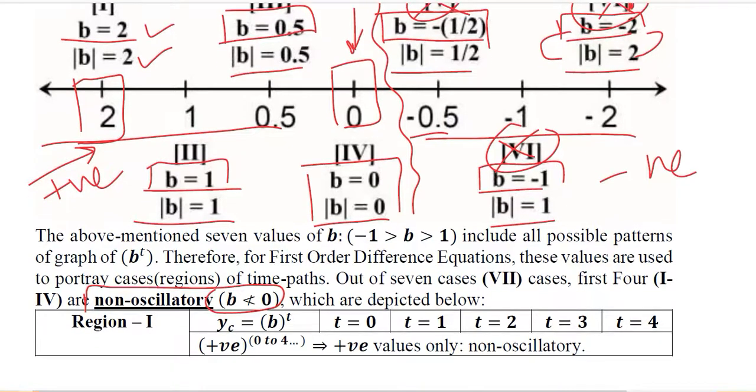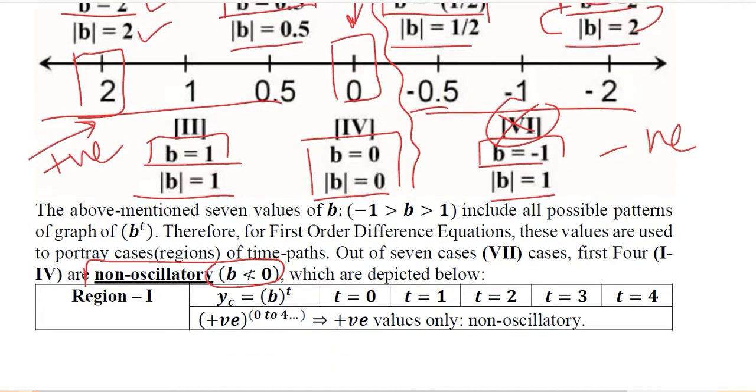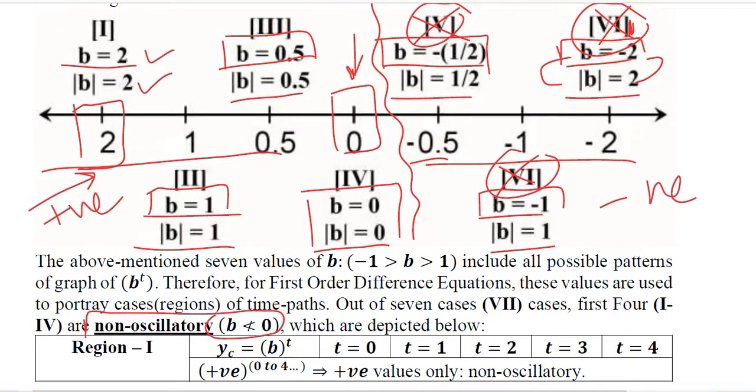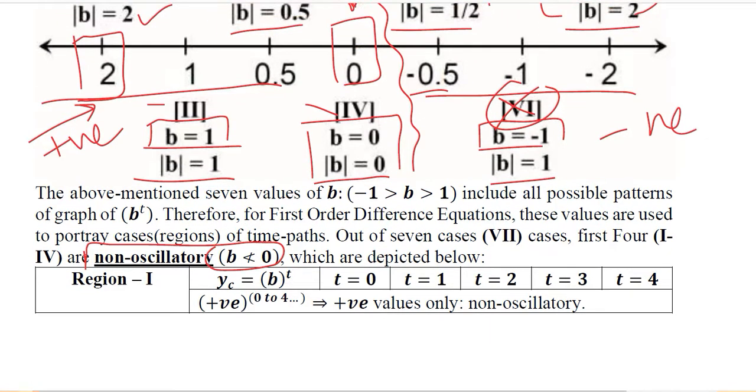So we start with the first case, this one, and then the second one, the third one, and the fourth one. These are the four cases that we will study here. So this is the first region. The first case can be considered as the first region. This is the value of the complementary function that we want to evaluate.